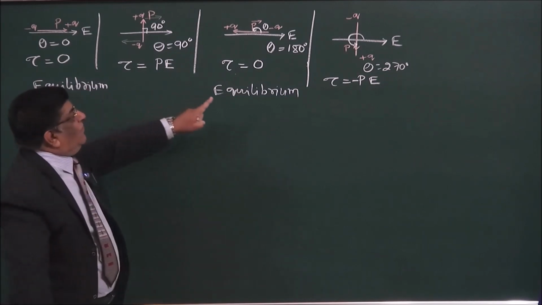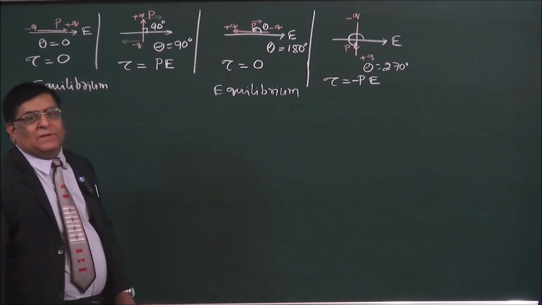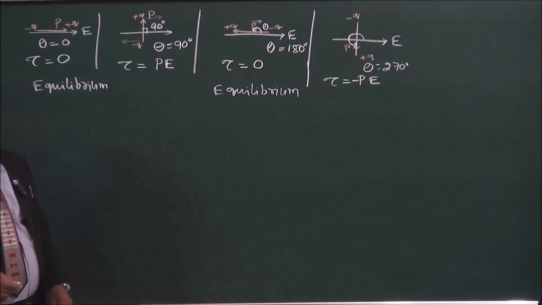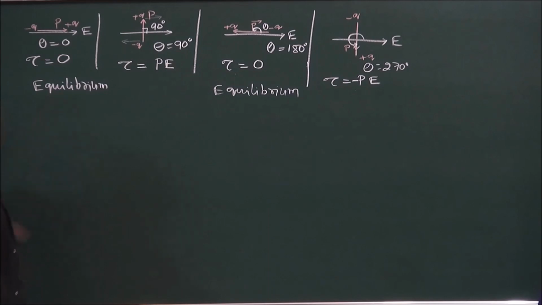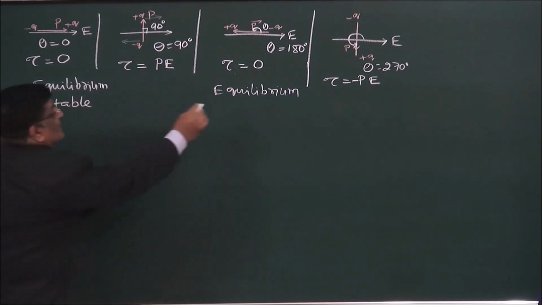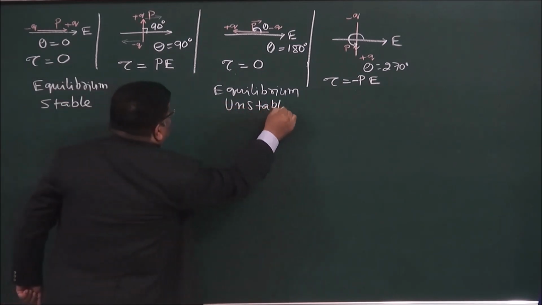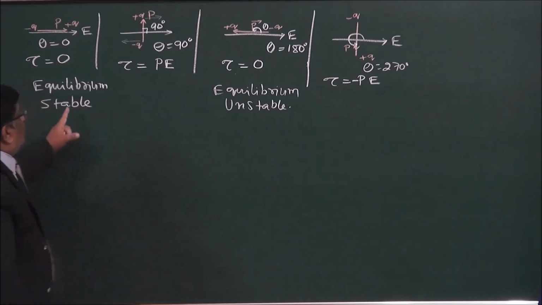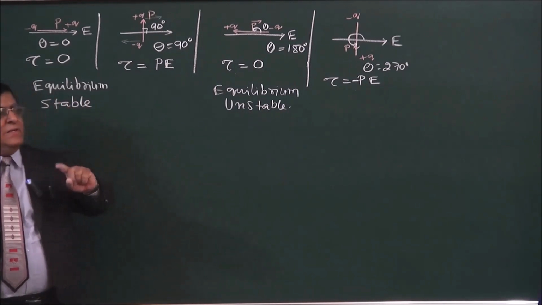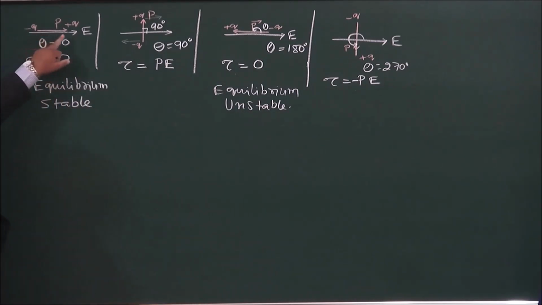Now there are two equilibrium conditions like this, but one equilibrium is said to be stable and one is unstable. This equilibrium is stable and this equilibrium is unstable. Why are they stable and unstable? What is meant by stable? Stable means if we disturb this dipole, if we turn it a little and leave it, it will come back to its original position.